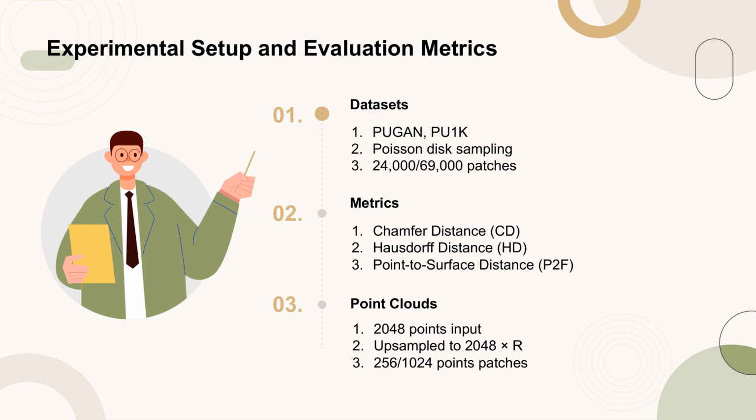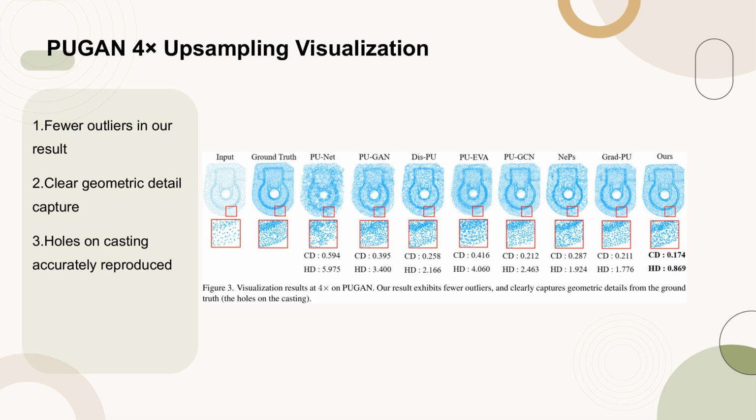Each patch contains 256 points, while the corresponding ground truth has 1024 points. The input sparse point clouds consist of 2048 points and are upsampled to 2048 times our points via evaluated methods. The evaluation metrics employed include chamfer distance, CD, Hausdorff distance, HD, and point-to-surface distance, P2F, following established practices in the field. Figure 3 presents the visualization results of 4 times upsampling on PUGIN.